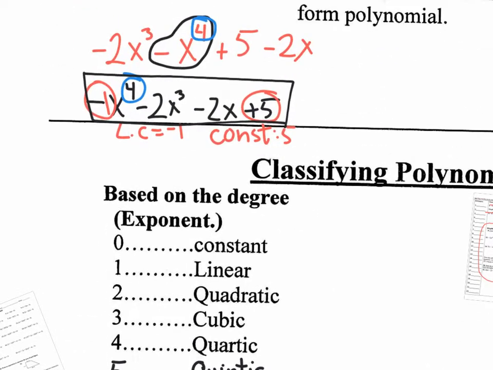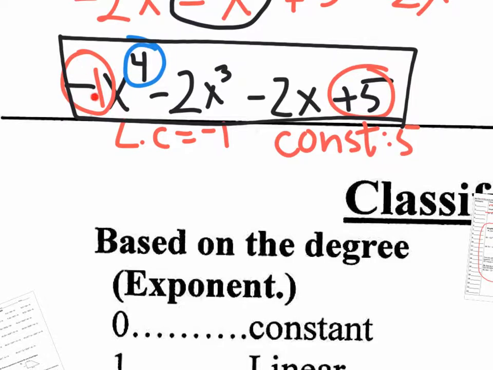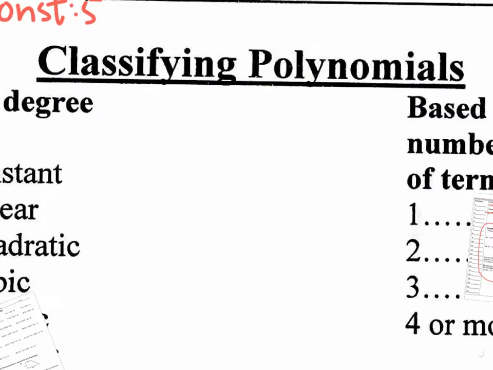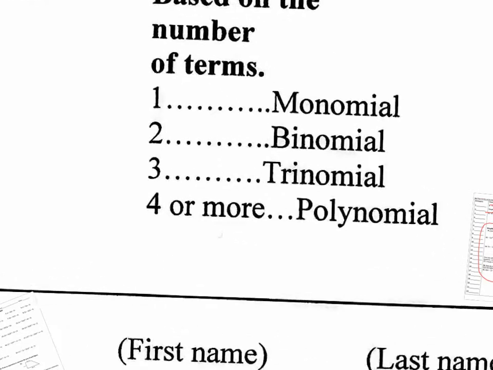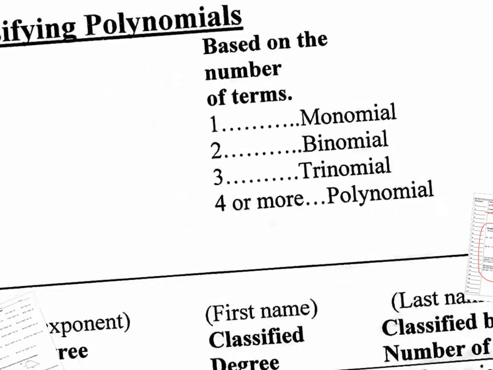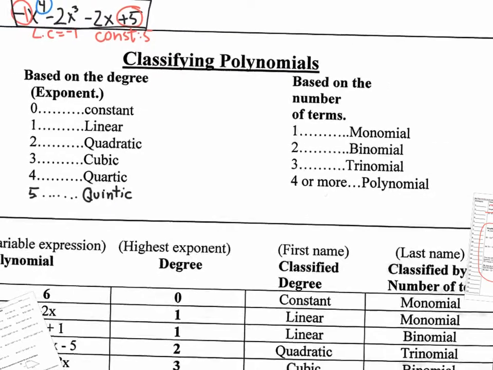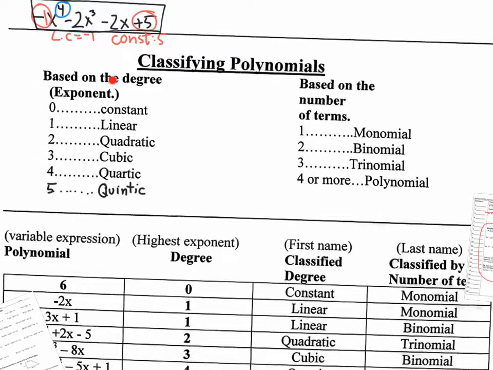And your last name is based on the number of terms. There's 1, 2, 3, 4. Polynomial. Because over here it's based on the number of terms. And if it's 4 or more, you just say polynomial. Now, you should memorize these. Memorize the first names, memorize the last names.